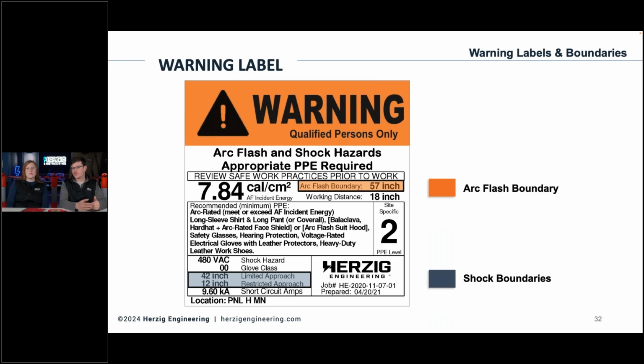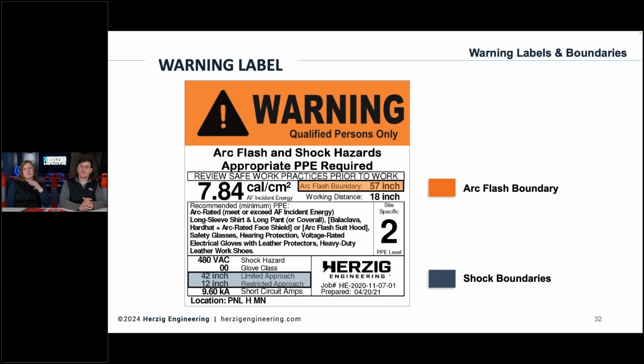So this arc flash boundary for this label is 57 inches, shown in the orange there. That's at 7.84 calories. For this example, arc flash boundary 57 inches. That changes from piece of equipment to piece of equipment. Depending on the results of the study, the arc flash boundary fluctuates.